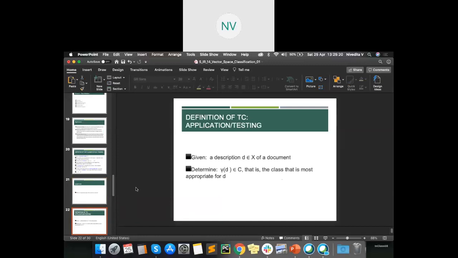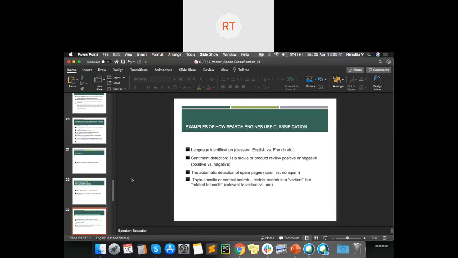In the next slide, we look at the definition of text classification, the application and testing slide. Here we have a description d, which is a subset of X and belongs to the document space. To determine the class, we have gamma of d, which belongs to C, that is the class which is most appropriate for d. We will look at the next slide now.